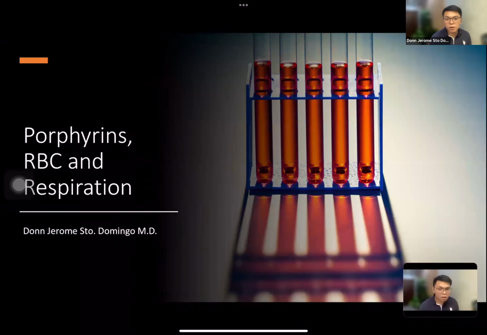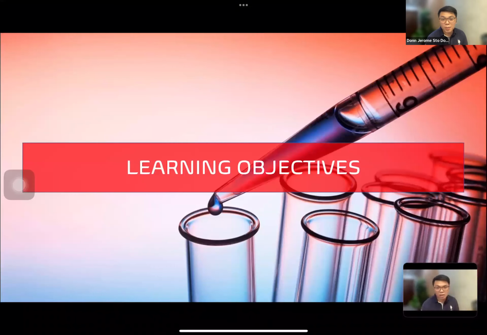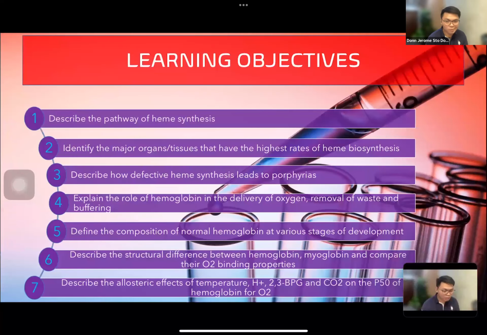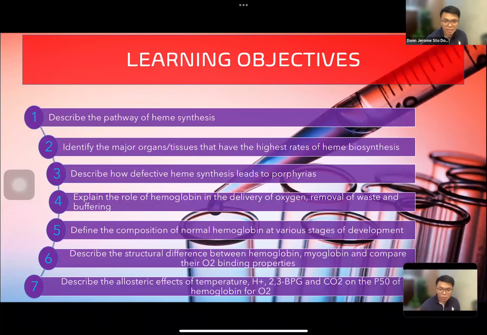Okay, let's start. So for this afternoon's lecture, we'll be discussing porphyrins, RBC, and respiration. So again, I'm Dr. Don Jerome Santo Domingo, your lecturer for this afternoon. Just like in CBL and in any other lecture, we need to first present the learning objectives because this will be your guide in reviewing for the exams. So here are our learning objectives.